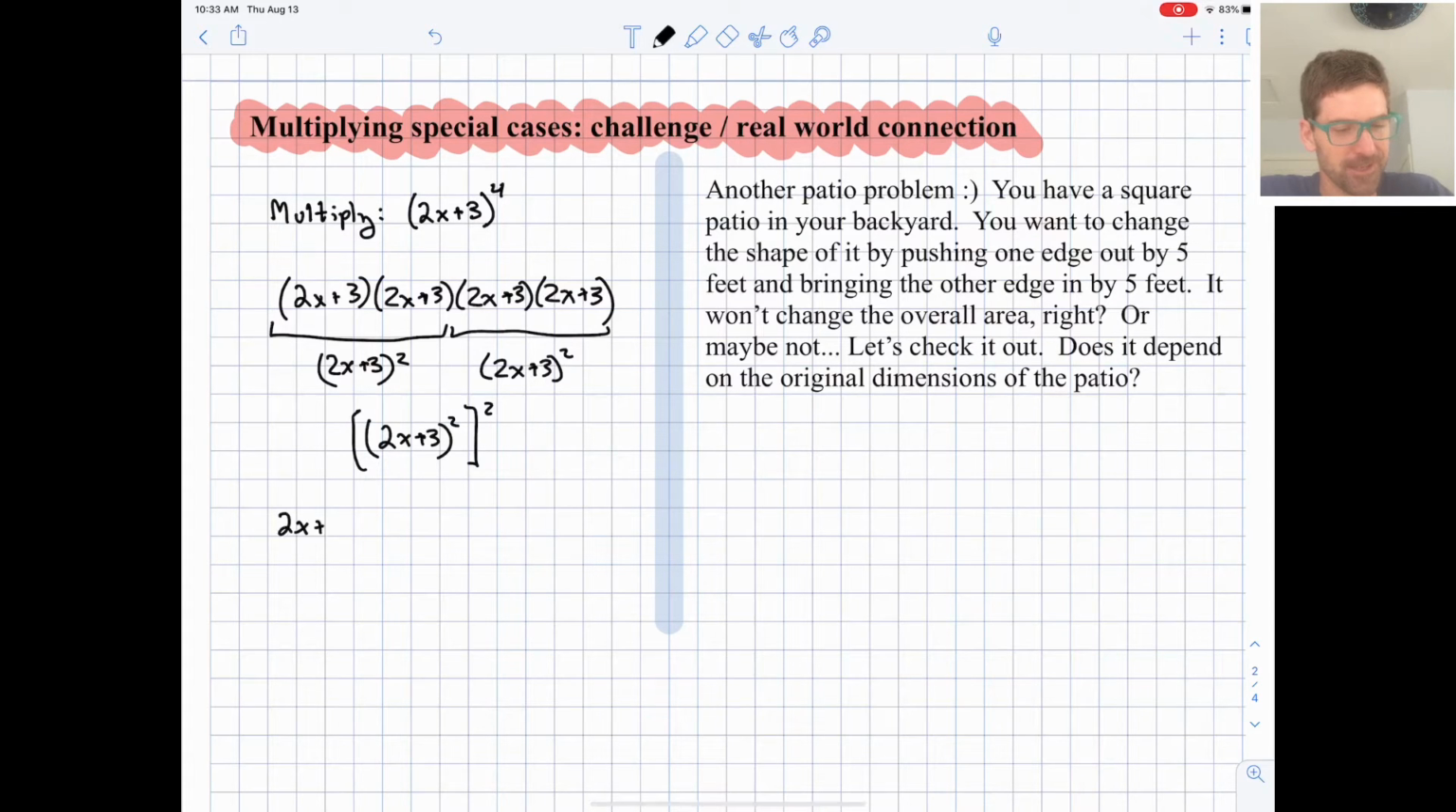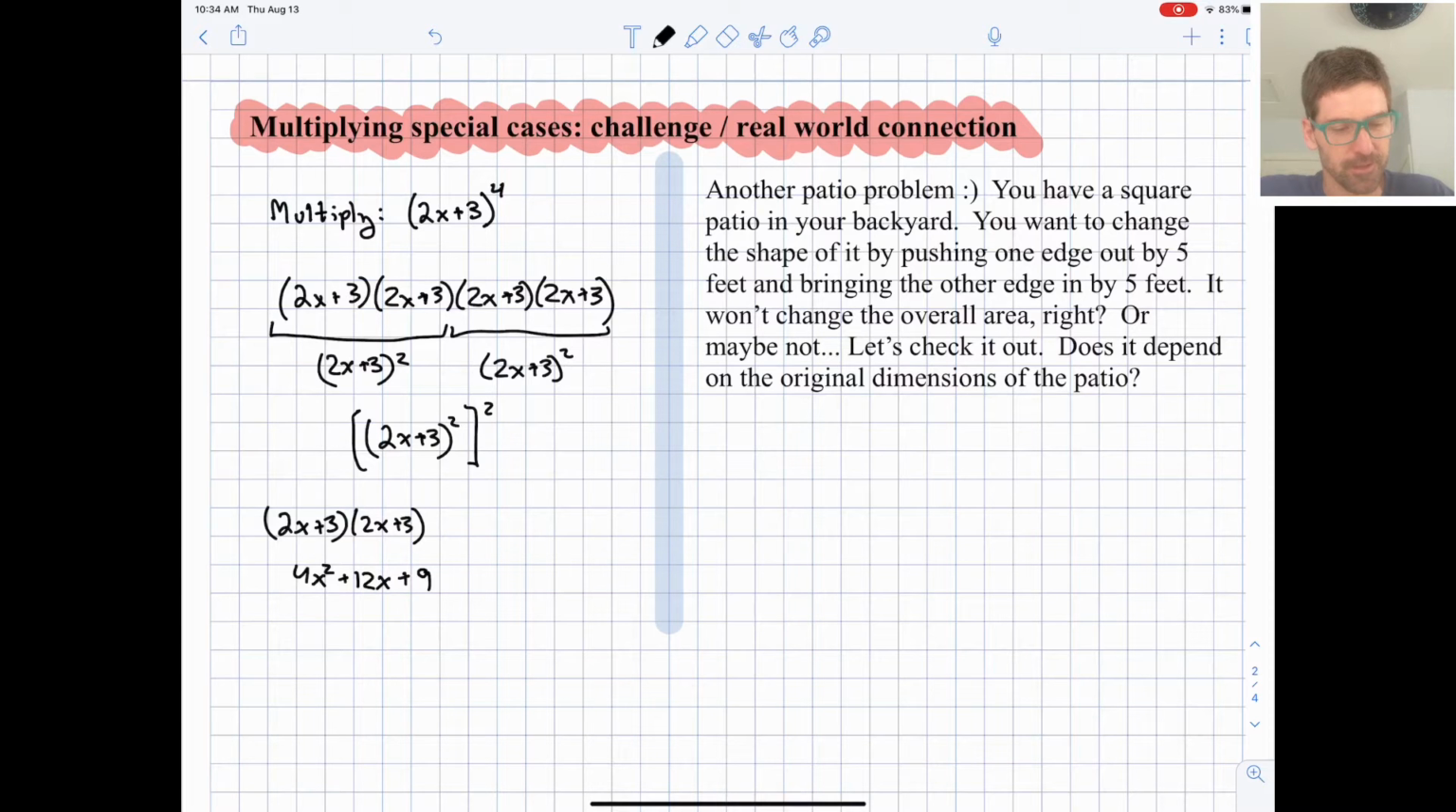So we do 2x plus 3, 2x plus 3. First are 4x squared. Outers and inners combined together to be twice any individual one of them. So outers and inners are the same, so we can do it more quickly by just doubling one of them. The outers is 6x, so we'll have a 12x, and then the lasts are 9. Okay, so now we need to square that.